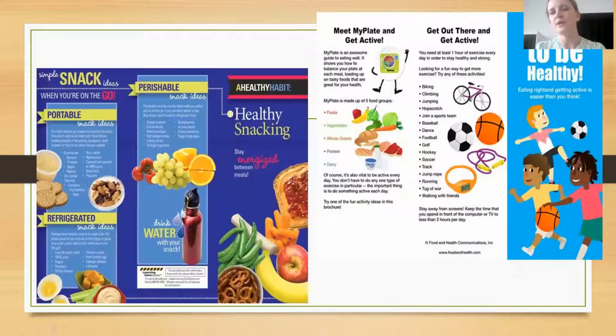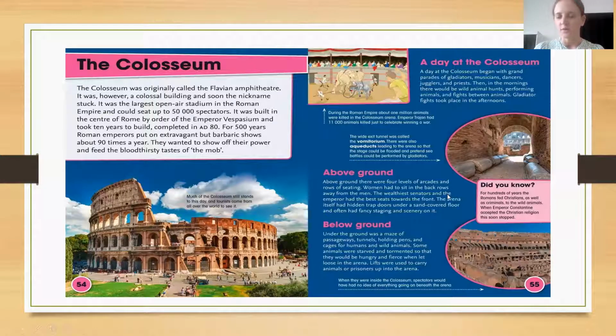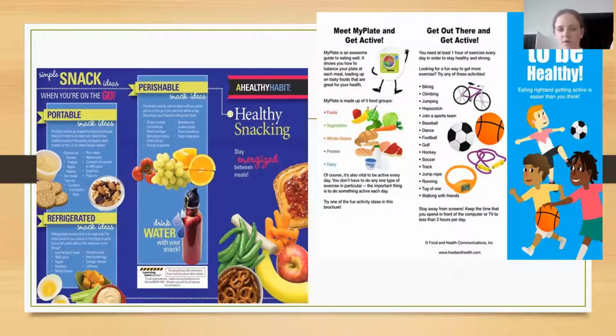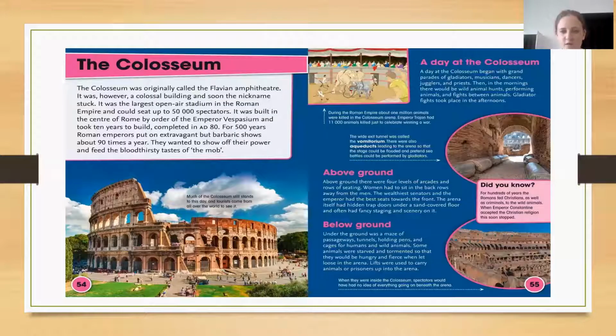This one is about being healthy. This is one about healthy snacking. You can see it's giving you information. It's showing you pictures, showing you good things, bad things. This one that we've just gone through about the Colosseum gave you information about the Colosseum, told you what the Colosseum was like. Did you know facts? It is filled with facts, and that's the important thing, that even if it's saying healthy eating or healthy activities, it's giving you facts about the topic that we're talking about. This one is giving you facts about the Colosseum.